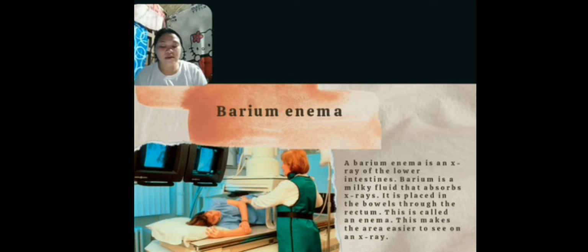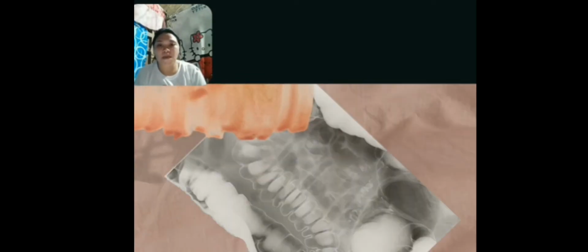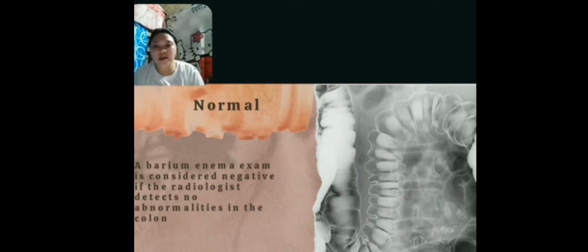A barium enema is also an X-ray exam that can detect changes or abnormalities in the large intestine or colon. The procedure is also called a colon X-ray. An enema is the injection of a liquid into your rectum through a small tube. That is the barium. And this is the normal: a barium enema exam is considered negative if the radiologist detects no abnormalities in the colon.